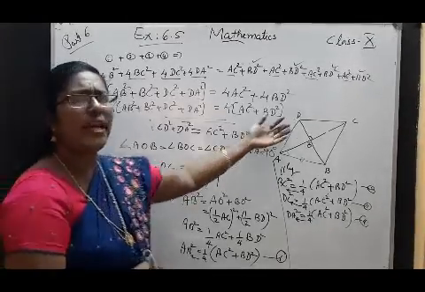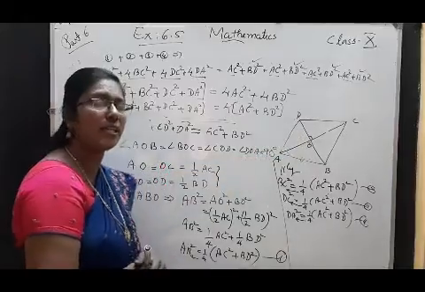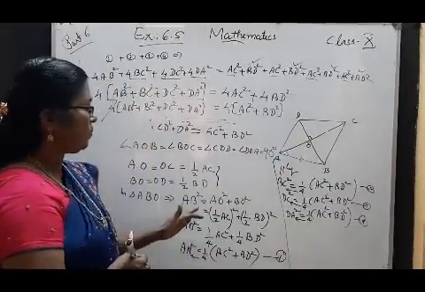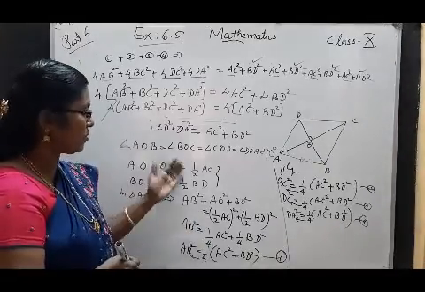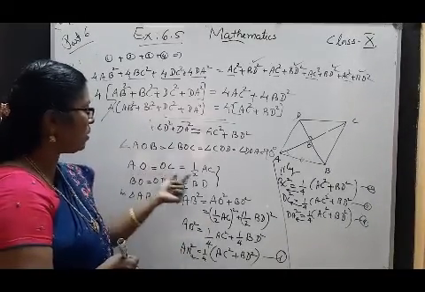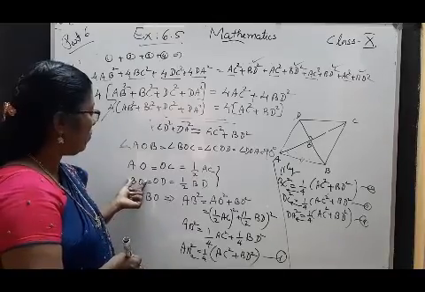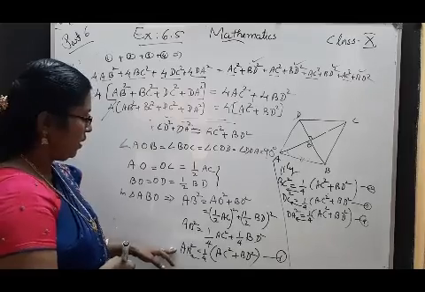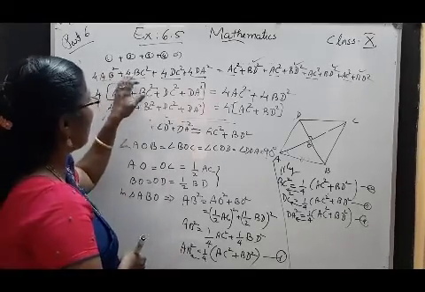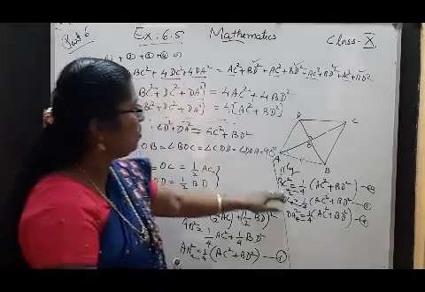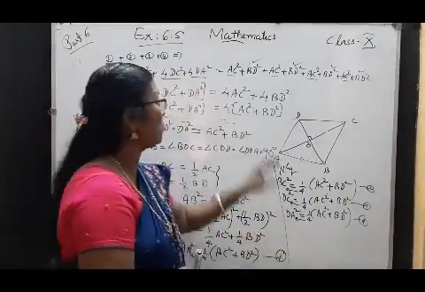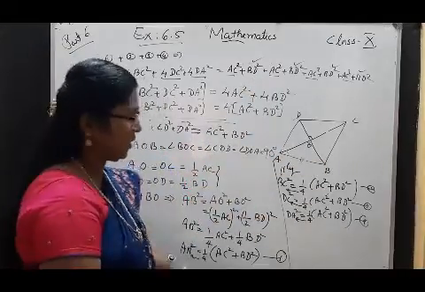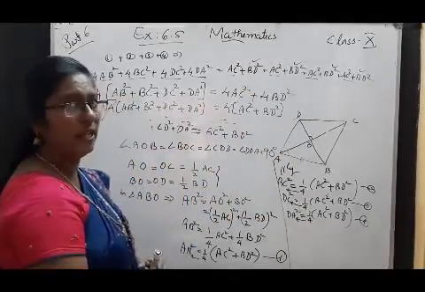We can take any one of the triangles. Here, 4 right angle triangles are formed. I took this triangle ABO. Then, using the Pythagoras theorem, substitute half of AC instead of AO and half of BD instead of BO, then square. After that, on the left side you get 4AB square plus 4BC square plus 4DC square plus 4DA square, and on the right side AC square plus BD square. After that, you get the answer.